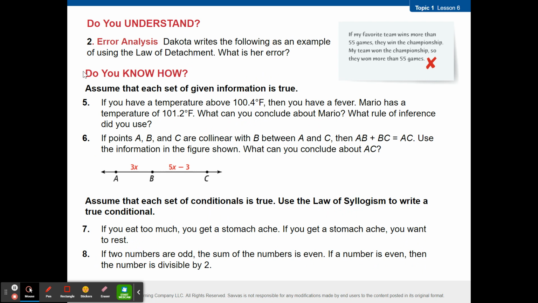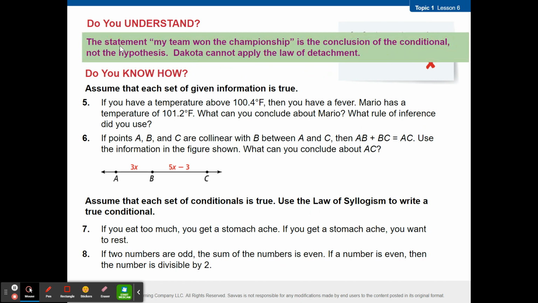All right. Let's take a look at the answers here. It says error analysis. Dakota writes the following as an example of using the law of detachment. What is her error? It says, if my favorite team wins more than 55 games, they win the championship. My team won the championship, so they won more than 55 games. Her error is that the statement, my team won the championship, is the conclusion. You can't make that a conditional if it's a conclusion in the law of detachment. So she can't apply detachment. She needs to apply what? Syllogism, because she has the two if-thens. Okay?